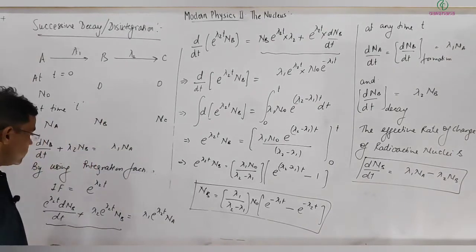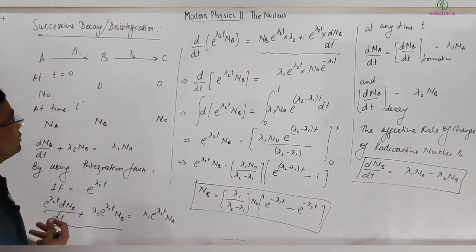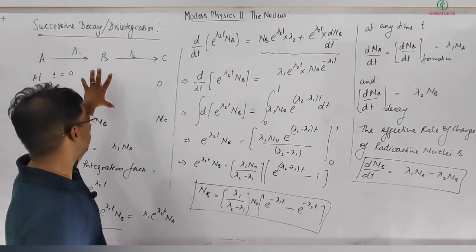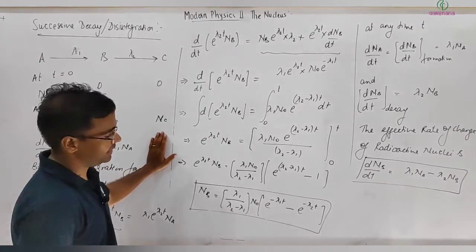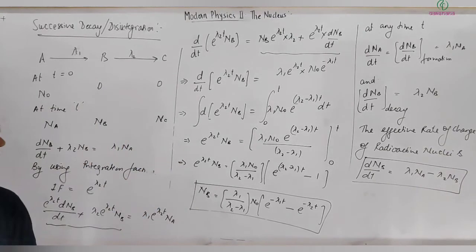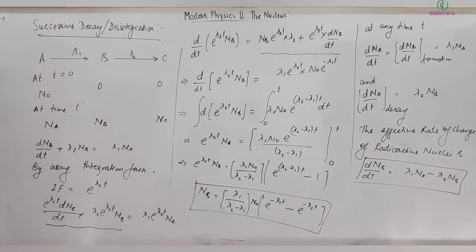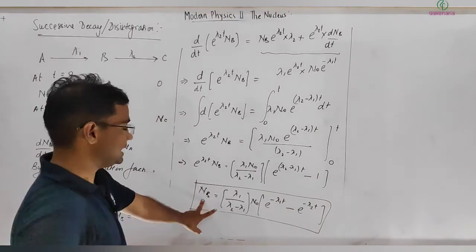Similarly, we can also get the rate of formation of B, or also the number of nuclei of C at any time. So let me simplify for that part. Okay, so now we got NB, is it?